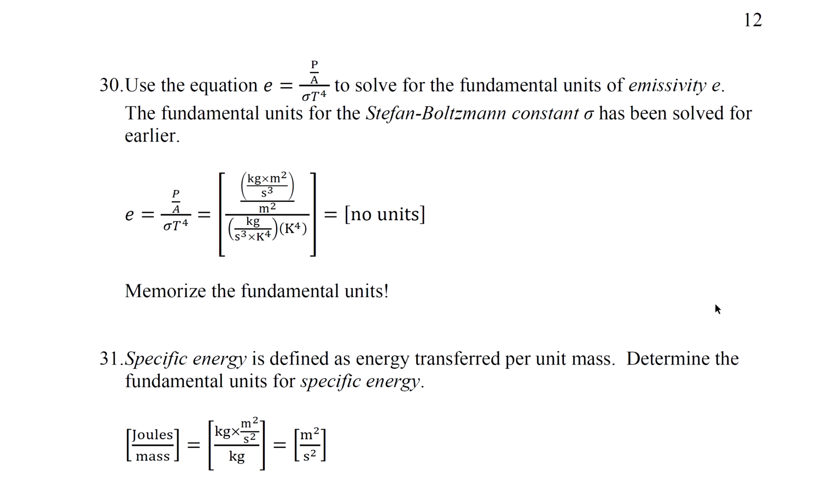Question 30, use the equation E equals P over A, power per unit area, divided by sigma T to the fourth, to solve for the fundamental units of emissivity E. So when we plug in the fundamental units of the variables and cancel everything out, we realize we have no units for emissivity.